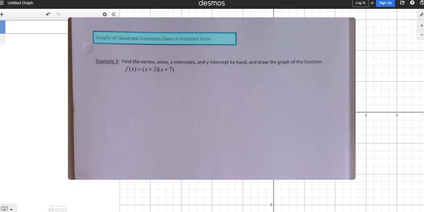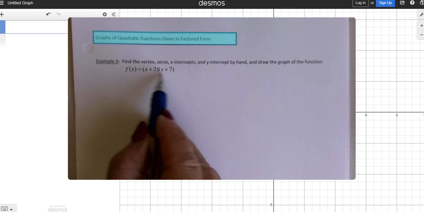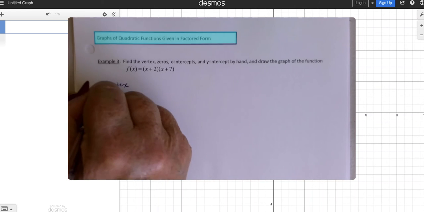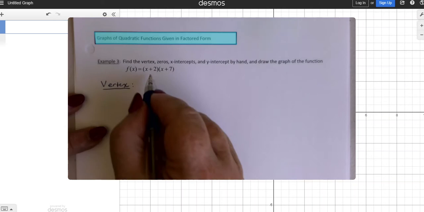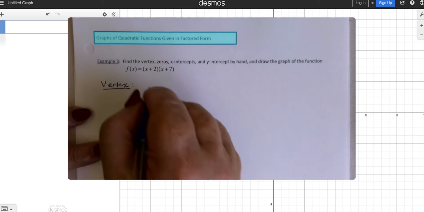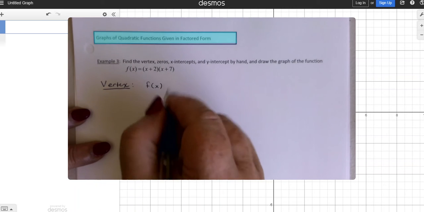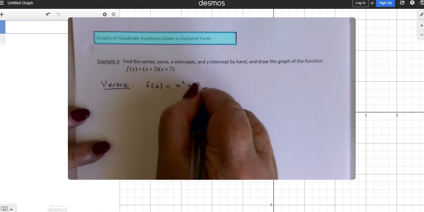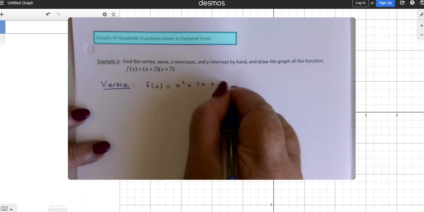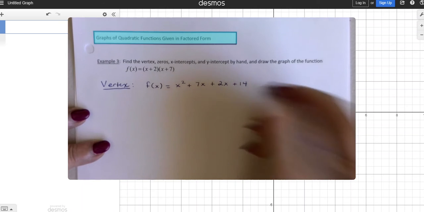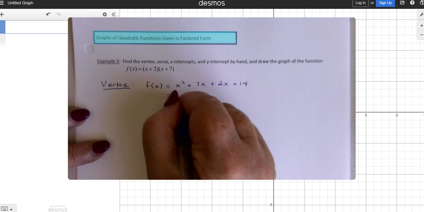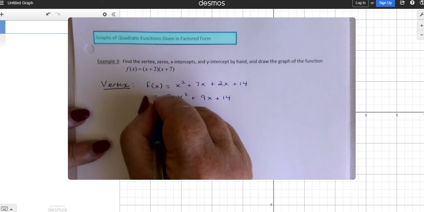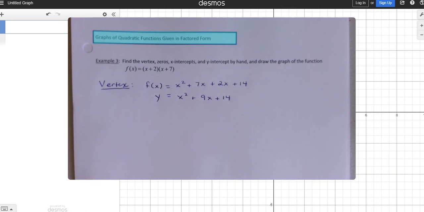Let's take a look. So here I've got a function given to me in our factored form, and the first thing I want is the vertex. I'm going to have to multiply this out, otherwise I won't be able to use the a and the b and the c for my vertex formula. So when I multiply, I'm going to get x squared plus 7x plus 2x plus 14, or x squared plus 9x plus 14. That's my f of x, or I can also call it y.